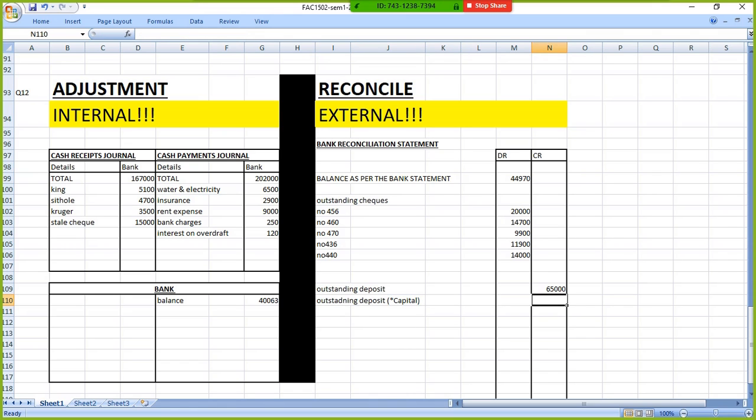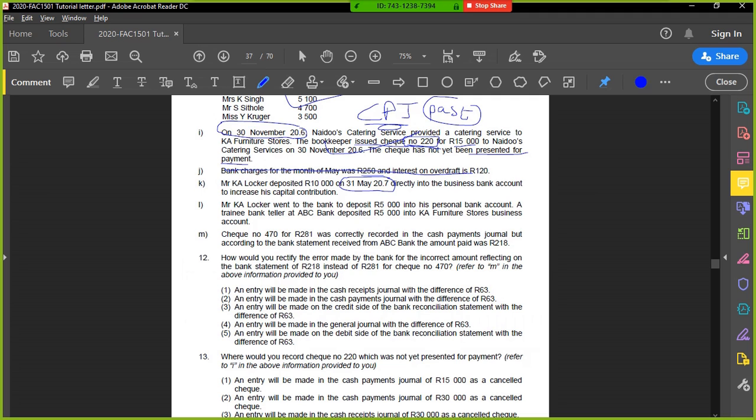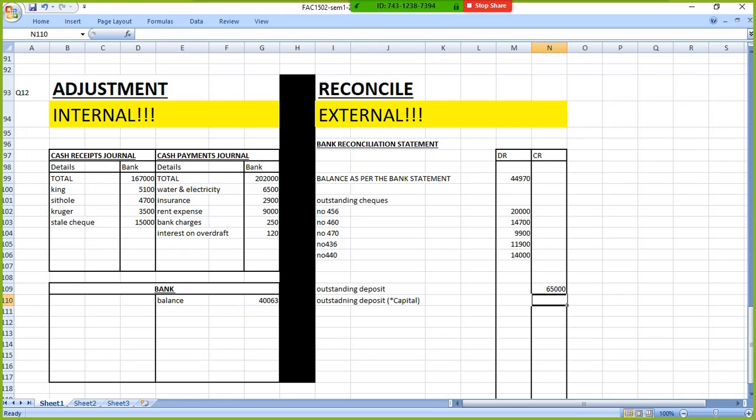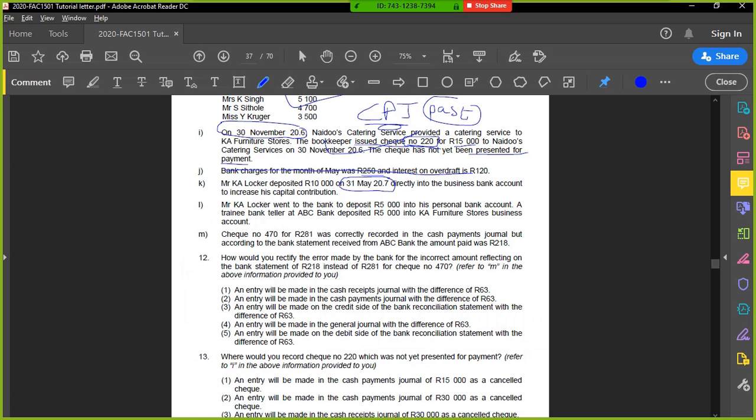Right, so because it's on the last day of the month, it's probably not going to go through that month, right? And remember, it takes a few hours or days to clear. Right.